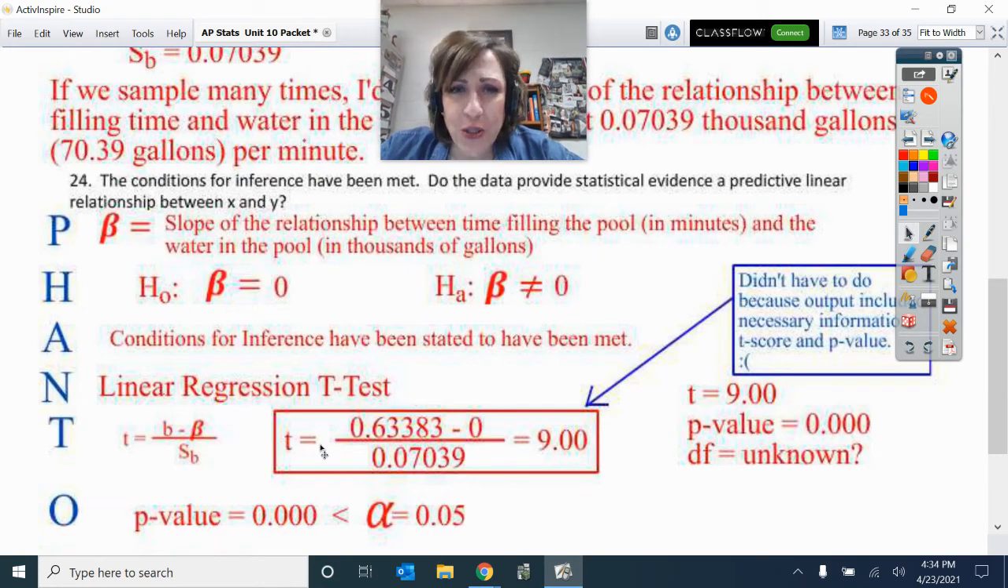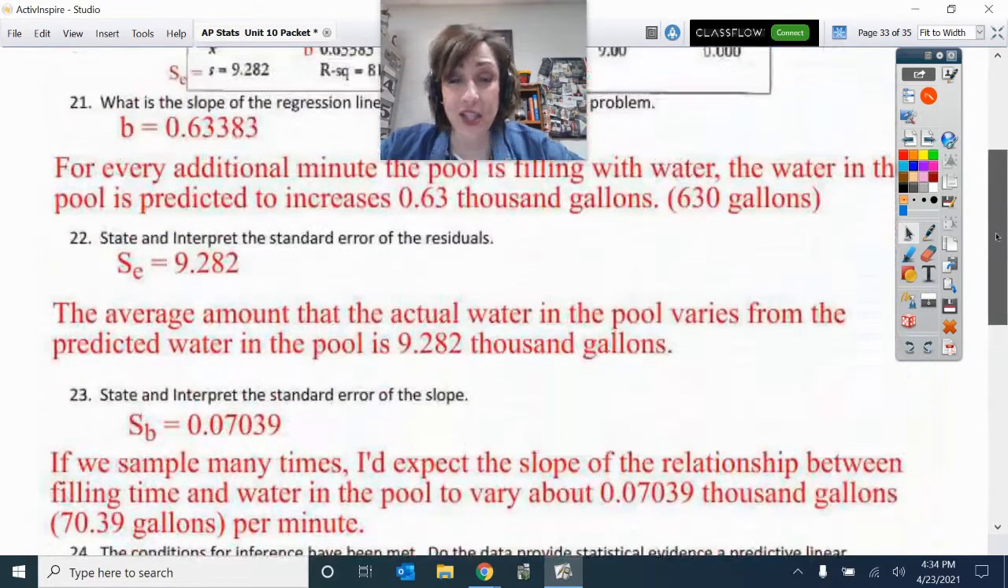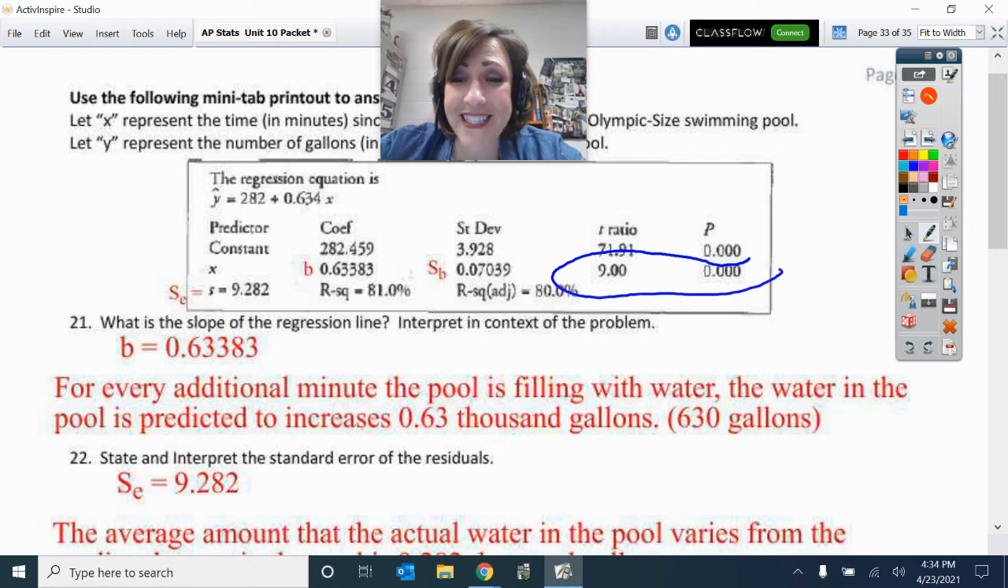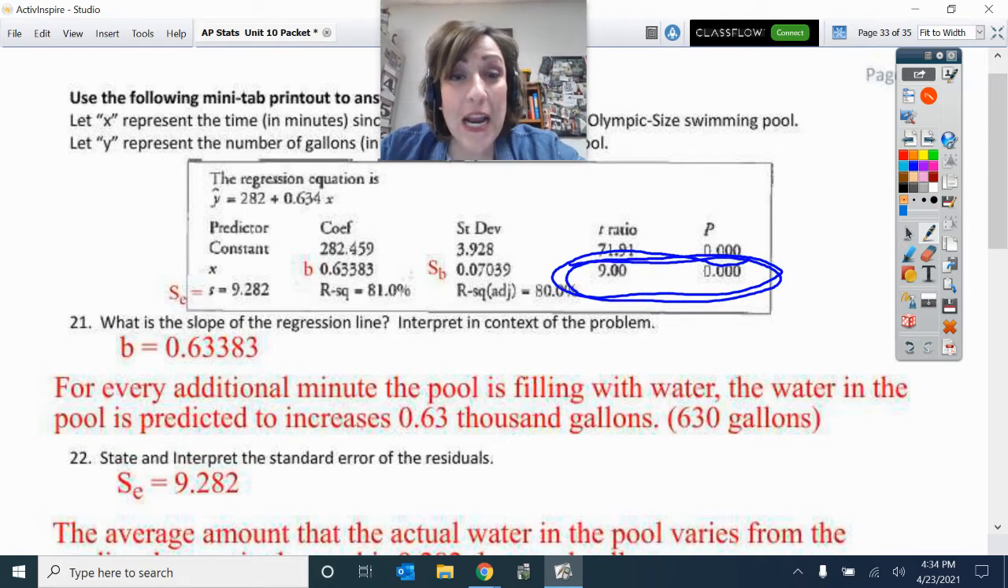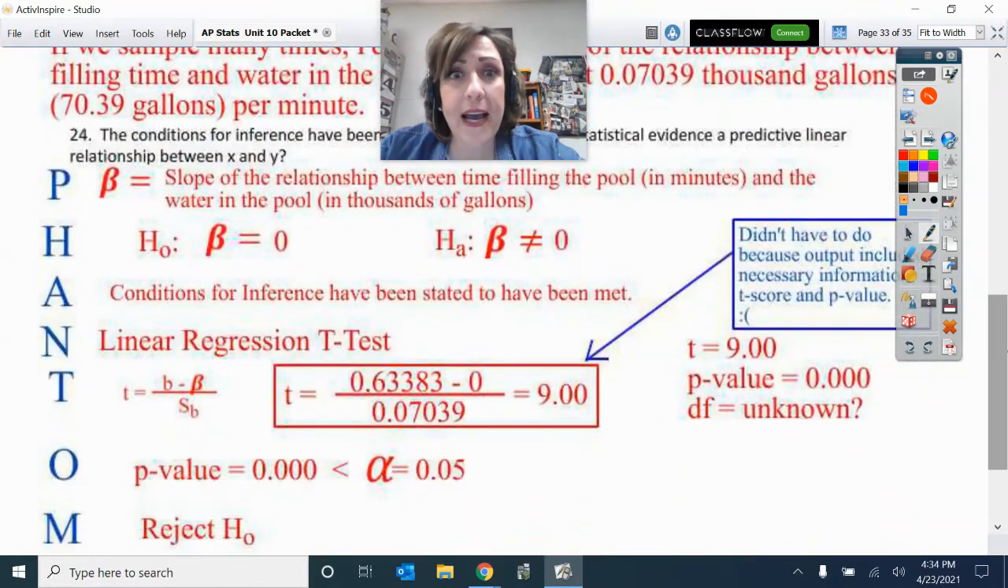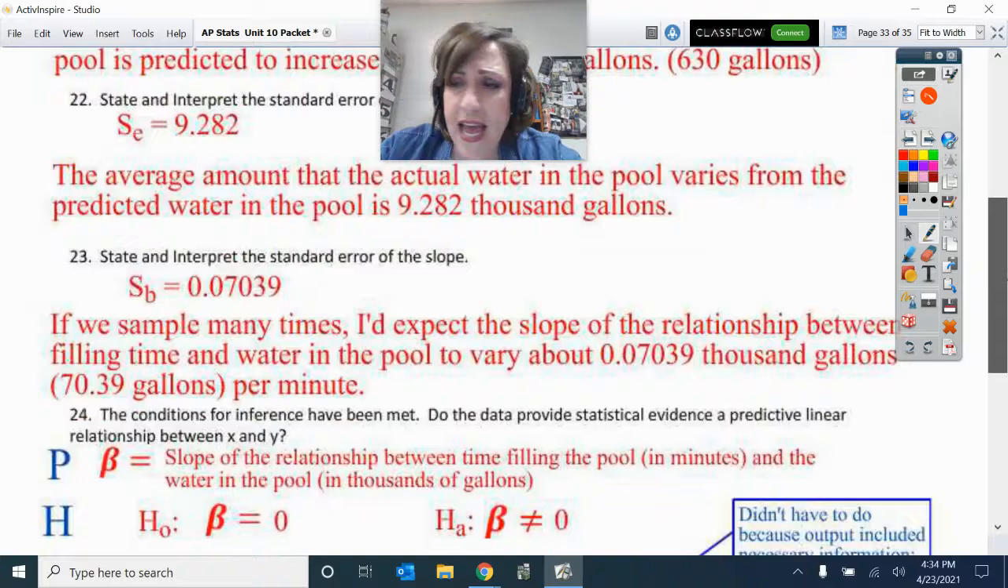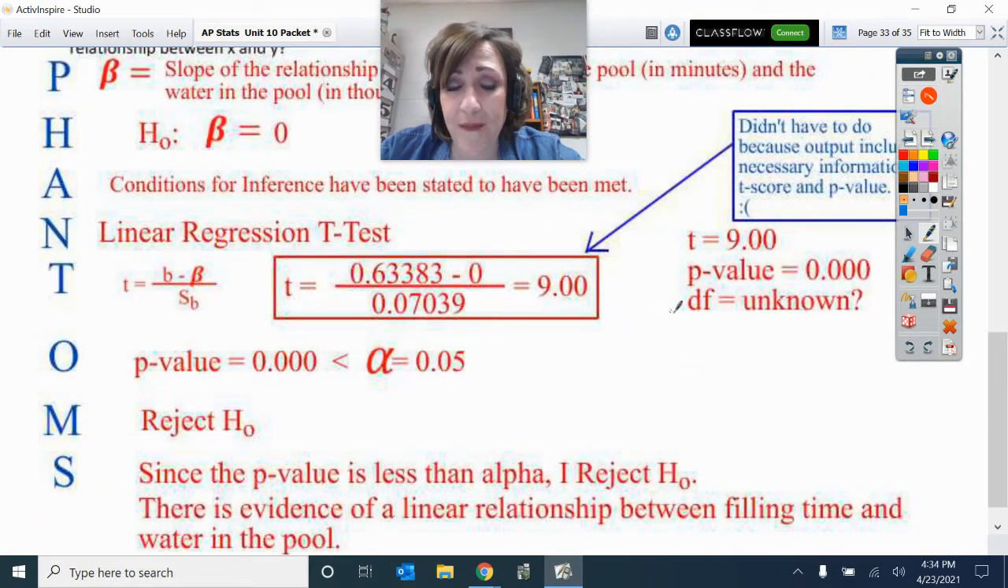You know what? I started doing all this work, and it turned out that I did not have to do that work because the computer output includes the t-score and the p-value. So that's a good point to use common sense and notice, look, it was left in this time. I didn't have to compute it myself. Now, when I computed it myself, woohoo, I did get 9. So 9 is the t-score with a p-value of 0. Now, interestingly enough, do I know the sample size? I don't think it had been told to us, and I guess I didn't really need it, but this was AP.